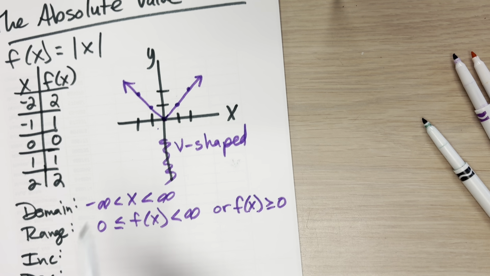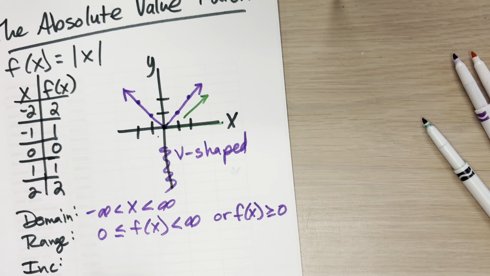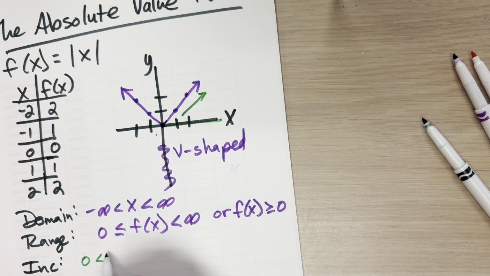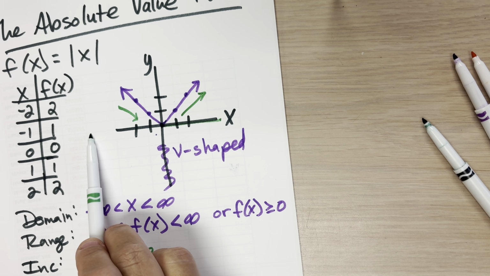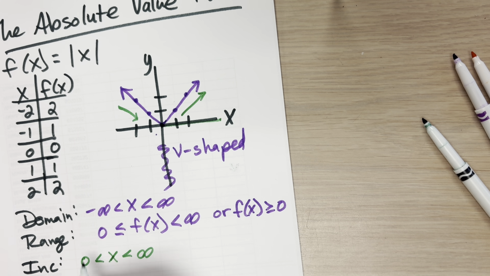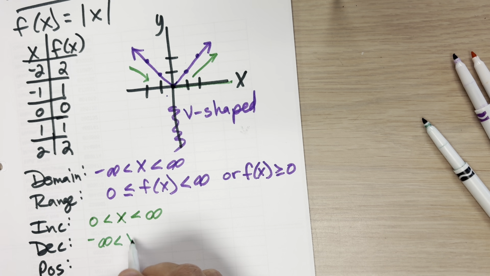All right, where is this thing increasing? Okay, it's going up over here. So from 0 to infinity, it is increasing. 0 less than x, less than infinity. Decreasing is over here on the left side. So when it starts out at -infinity, over to 0.